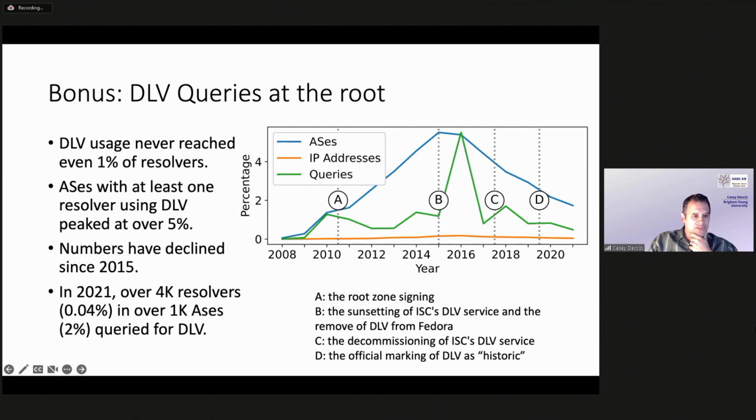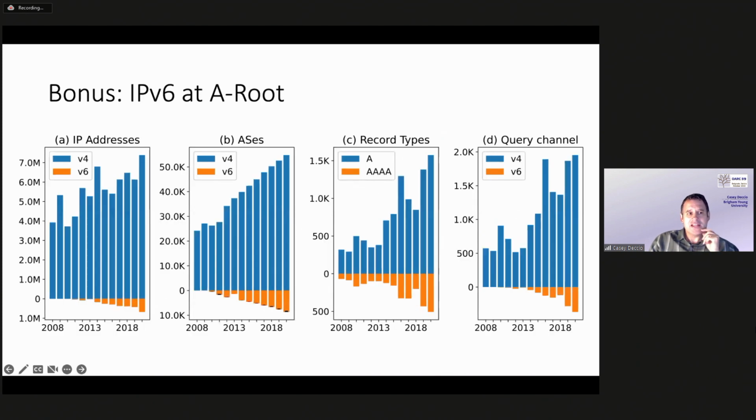Okay, we're still seeing about 1,000 autonomous systems as of 2021, about 2% of autonomous systems querying for DLV, which is sort of interesting. And then the second bonus slide here is just looking at IPv6 at a root.